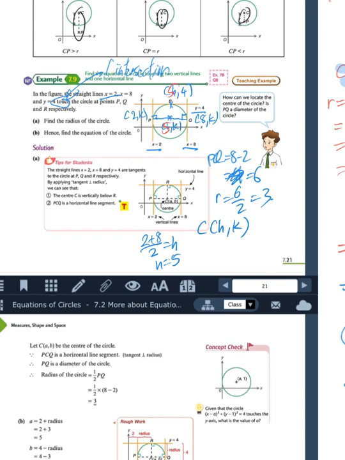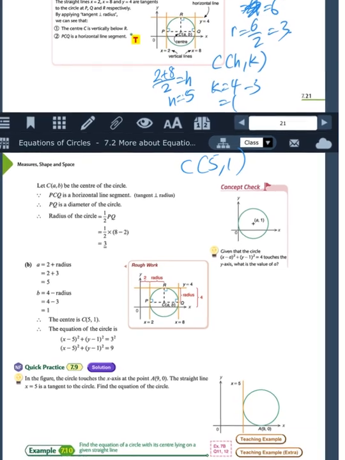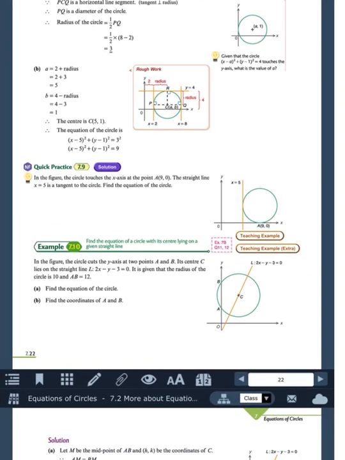Then we know that the radius is 3, then K will be 4 minus 3 equals 1. Therefore, the center is (5, 1) with the radius 3. By standard form, the equation of circle is (x minus 5) squared plus (y minus 1) squared equals 3 squared, which is 9. Alright, now quick practice 7.9.